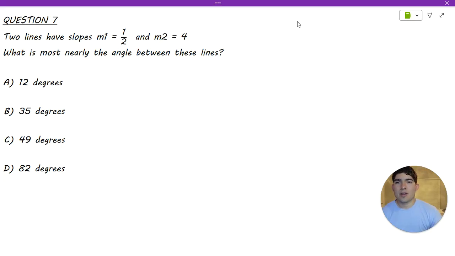Okay, so far we've covered how to calculate the slope, we've covered standard form and general form. So this one is going to be something a little different. We are given two lines and they have a slope of m1 equals 1/2 and the other one is equal to 4, m2. So we need to find the angle between these two lines.